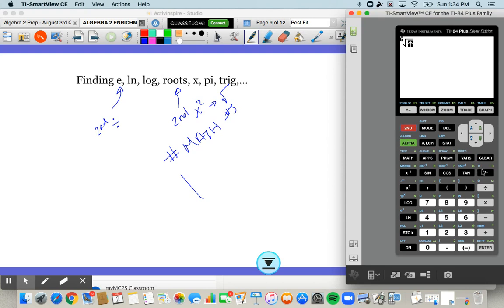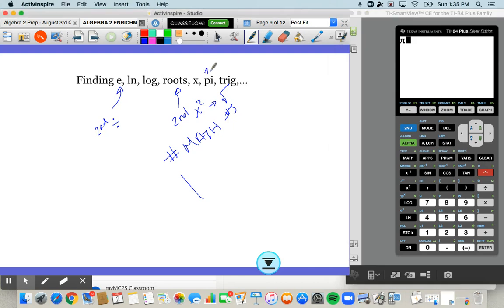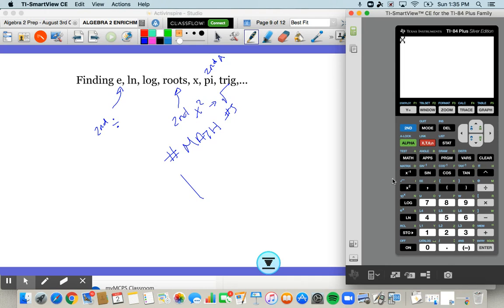Pi is going to be second caret. Second that button. Your x is right here, to the right of alpha. And trig, that's sine, cosine, tangent, these buttons. If you're ever working with inverse trig, you're going to go to second sine. I didn't add this on here, but let's say you wanted to find i. Oh, look, second i. Your calculator can even work with i, which we will work with imaginary numbers when we come back together tomorrow.